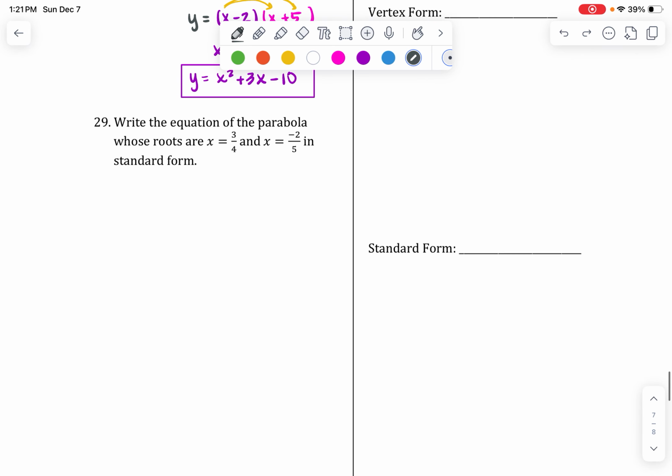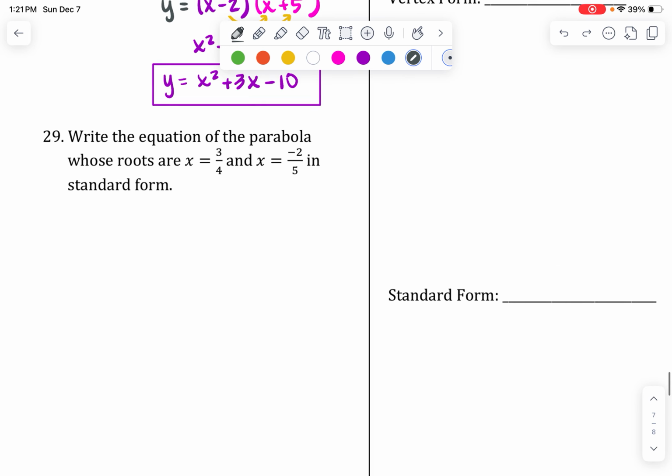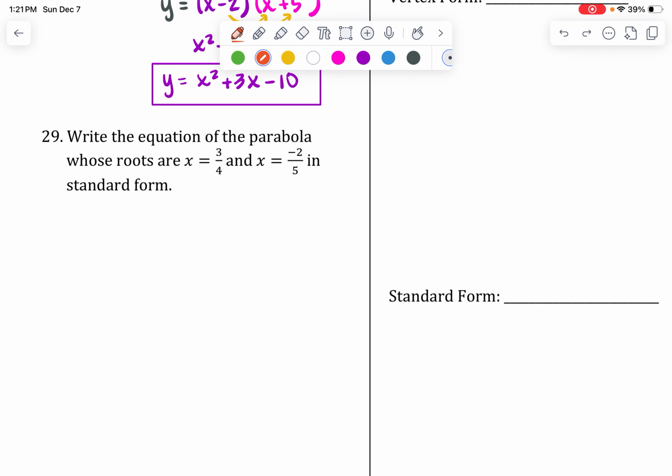All right, number 29 is basically the exact same except with a twist, right? Some of you guys did not understand this twist when I graded your day 6 homework. If you go back and look at your day 6 homework, over half of y'all did this incorrectly when you had fractions.